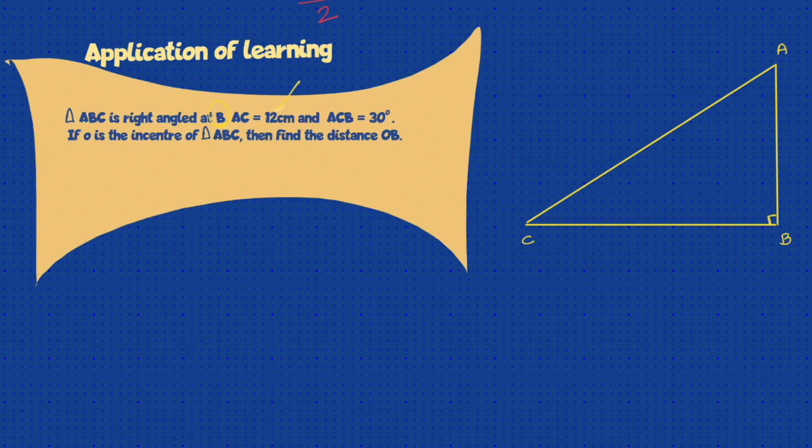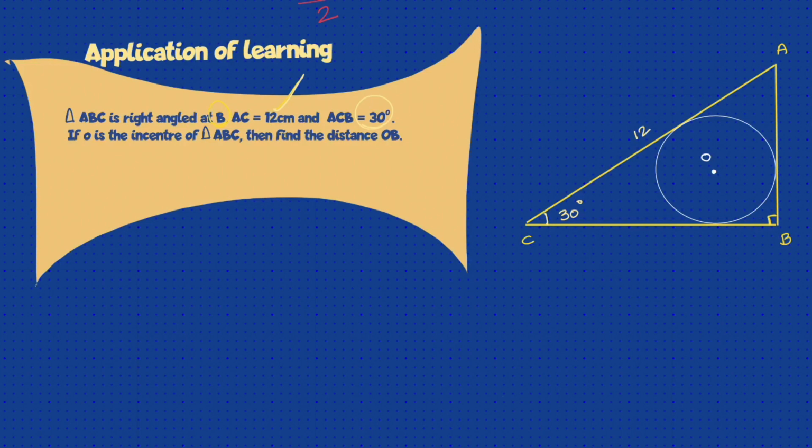Then what? AC is 12. So the hypotenuse AC is 12. I'll write it there. Then given angle ACB is 30, so I'll make ACB as 30. That is also clear. O is an incenter, so first I'll draw an incircle for that. O will be the incenter.